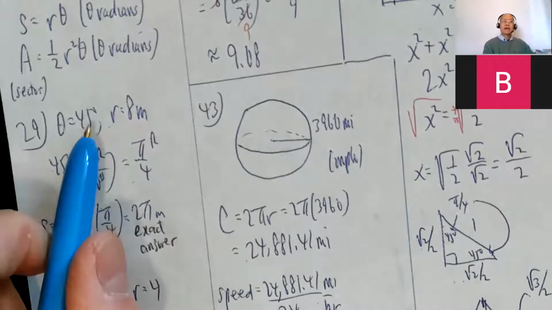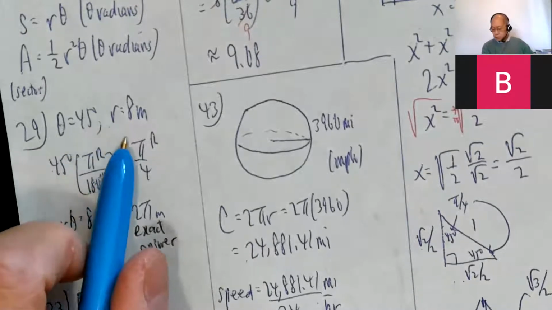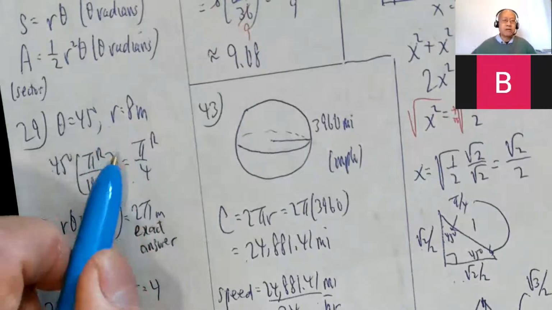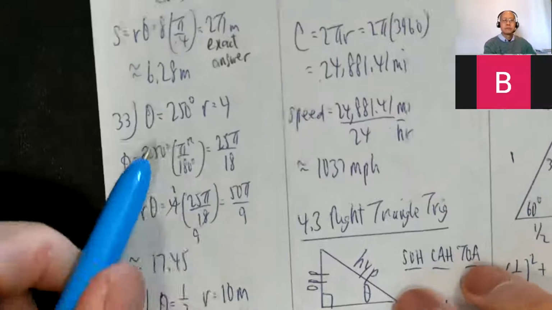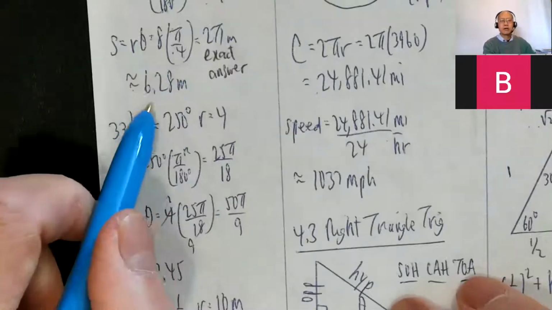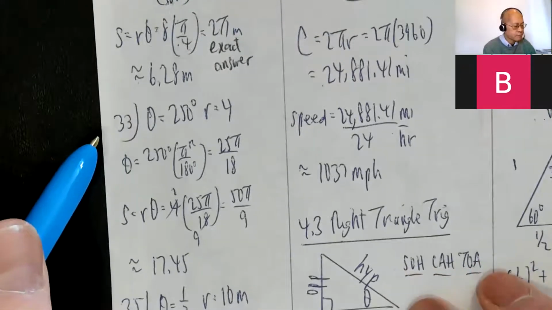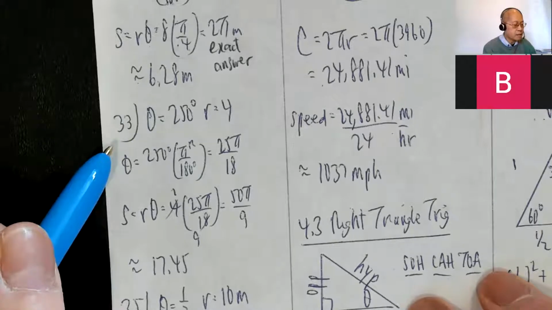So that means if I have a circle whose radius is 8 meters, and I walk along a 45-degree arc, how far did I walk? 2 pi, or 6.28 meters. Okay, that's all. It's not really that big a deal.